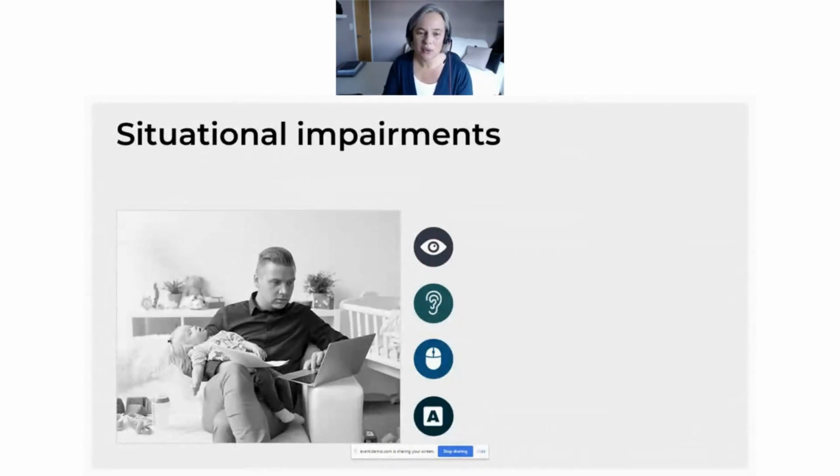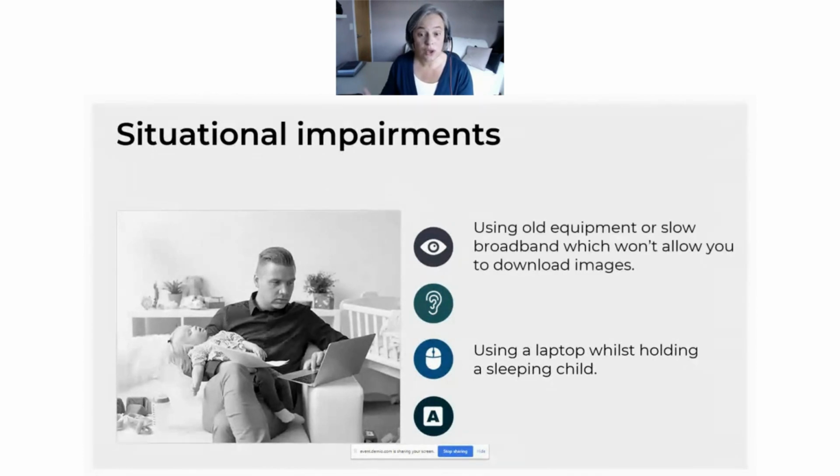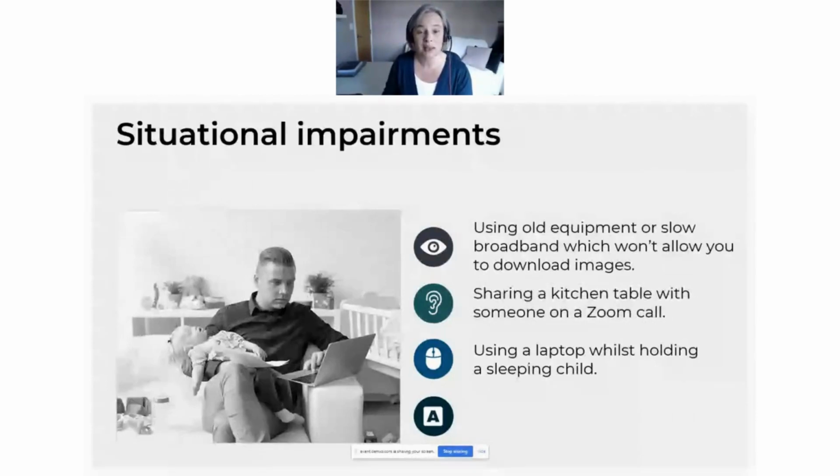And again, we've got an example on the screen of a picture of someone, which is for a motor impairment. So someone using a laptop whilst holding a sleeping child. But we could also have visual impairment using old equipment or a slow broadband, which won't allow you to download images, so you can't see the images in the learning. For hearing impairment, we could have someone sharing a kitchen table with someone on a Zoom call, certainly something that I've had experience of. And for cognitive impairment, we could have learning in a noisy and distracting home environment.